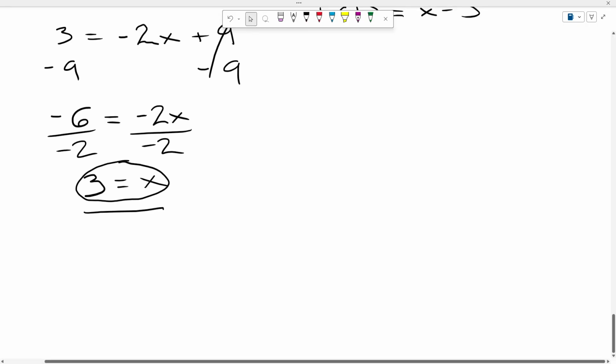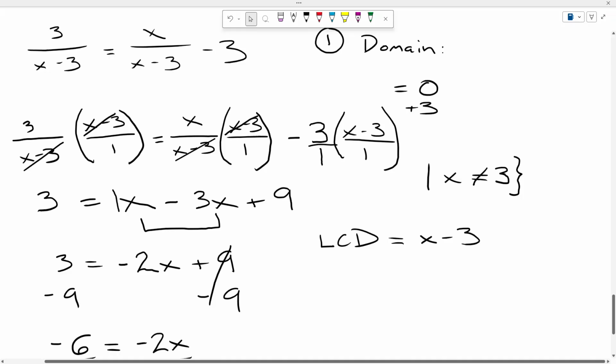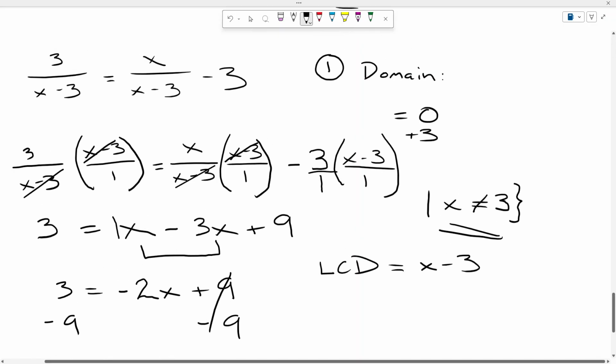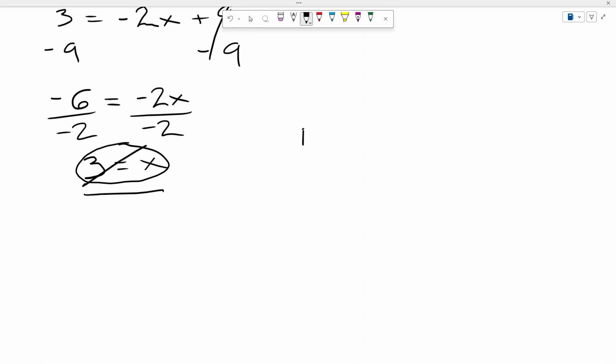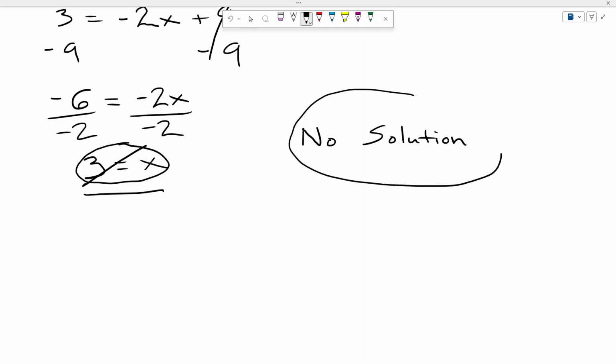Some people might forget to go back and check it in the original equation. But in our case, it's helpful for me to see that in the first step I did the domain, and I wrote out exactly what it cannot be. x cannot be 3. So, as it turns out, because x cannot be 3, our actual answer is that there is no solution in this case. So that will be our final answer, not x equals 3. There is no solution in this case.